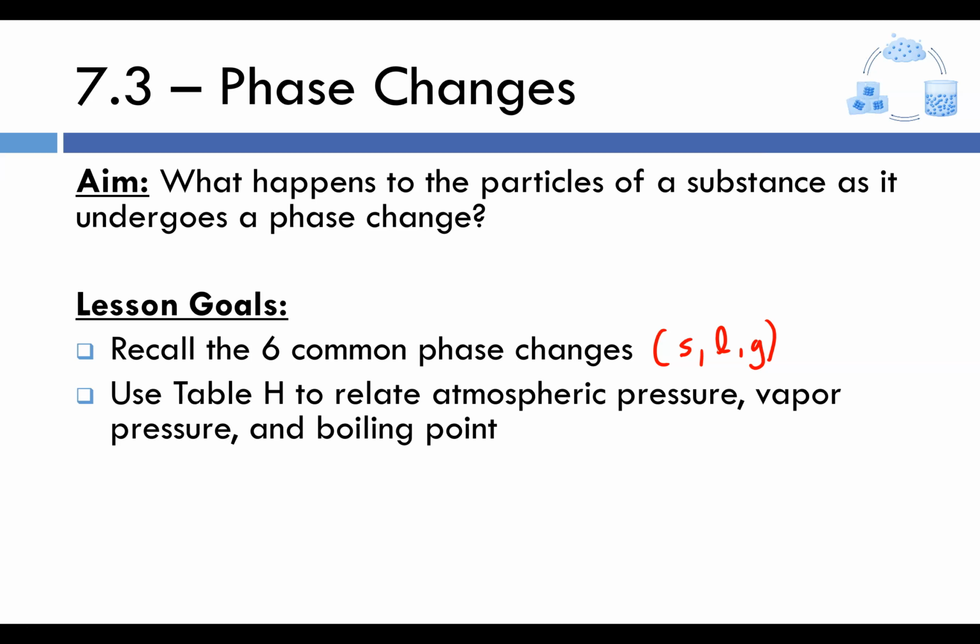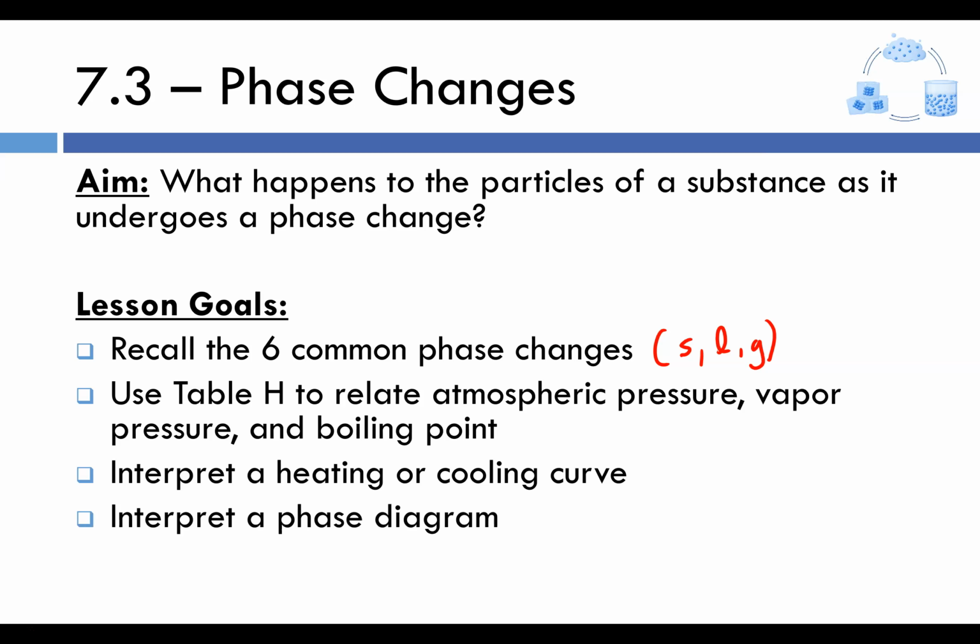You're going to be able to use table H in your reference table to relate atmospheric pressure, vapor pressure, and boiling point. We'll also be looking at heating and cooling curves. You should be able to interpret those, as well as interpret phase diagrams. So today's lesson is pretty heavily steeped in getting information from a diagram or a chart and doing something useful with it. So this is a really important skill. Let's go ahead and get started.